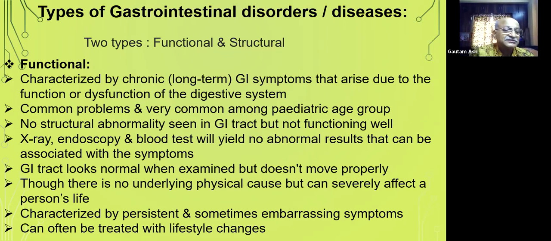In this type of condition, the GI tract looks normal when examined, but does not move properly. Though it looks normal, as I was saying a little earlier, peristaltic movement is impaired or retrograde. Though there is no underlying physical cause, it can severely affect a person's life.